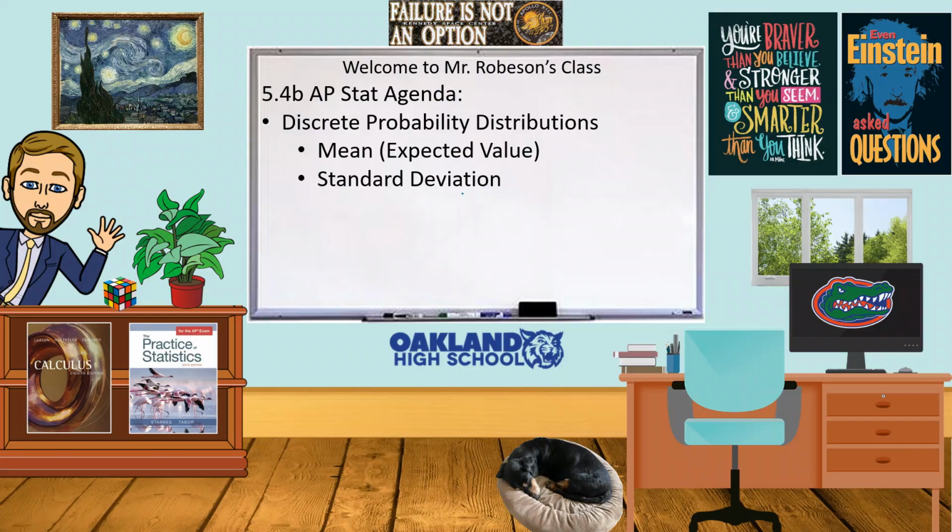And that's it for this stuff. So now we know how to find the mean and standard deviation of a probability distribution. Next time we'll look at continuous probability distributions.